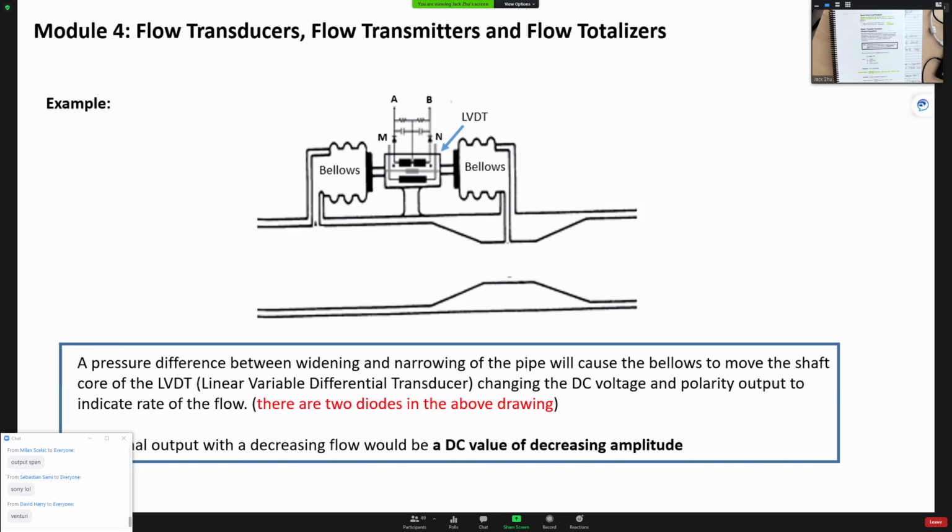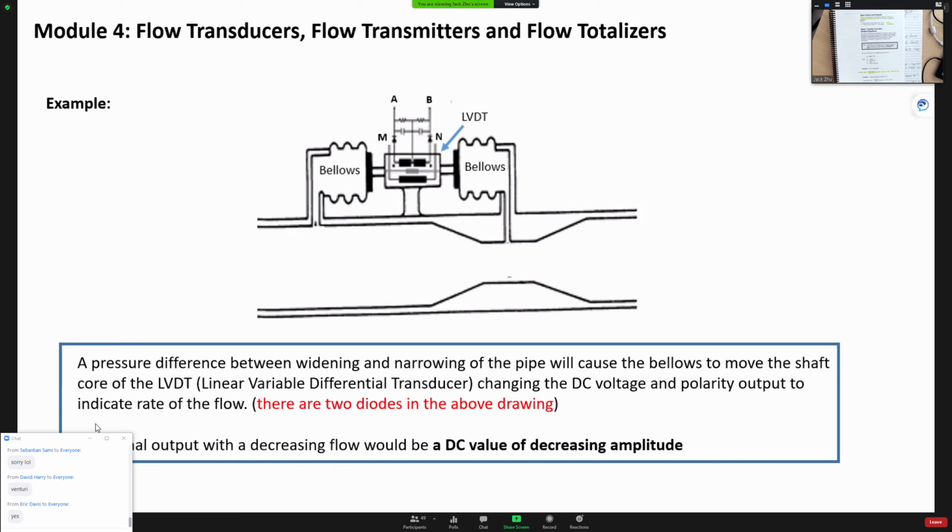The most important thing is down here, the signal output. If your flow is decreasing, the pressure will decrease, so your DC value output will decrease. Make sense? So if you have a high flow rate, the pressure will be higher. This side, the pressure difference will be higher than this side, so you will output a higher DC value. But when the flow rate decreases, the pressure on both sides decreases, but it decreases more on this side. So you're going to have a lower DC output voltage.